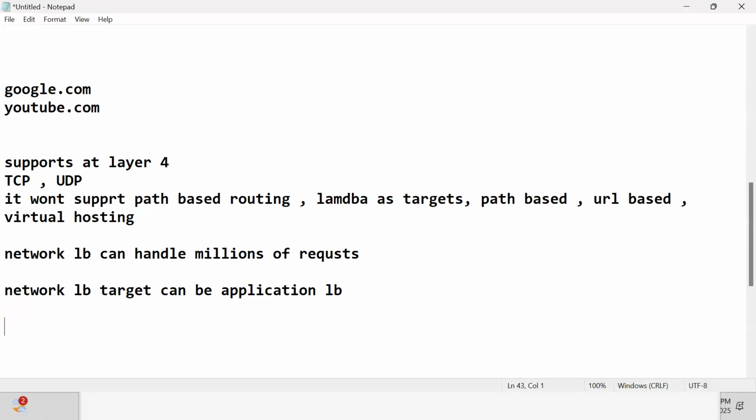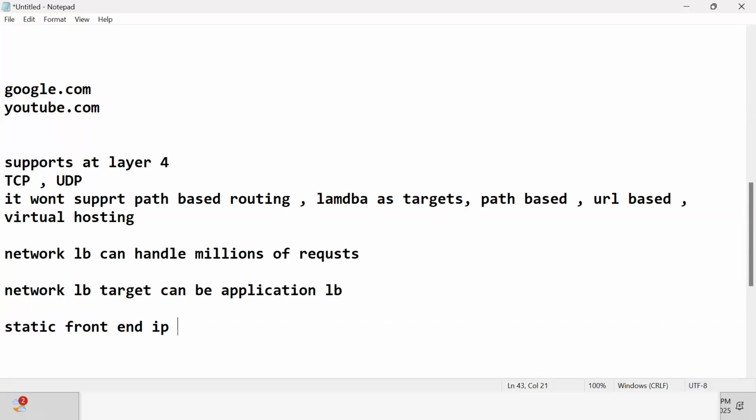One more advantage of the network load balancer is that we can attach a static front-end IP. Normally, for the application load balancer we only get a DNS name, but to the network load balancer we can attach one Elastic IP address. So if I don't want that to change, that is also possible with the network load balancer. It depends upon the client requirement; we need to choose either the network load balancer or the application load balancer.